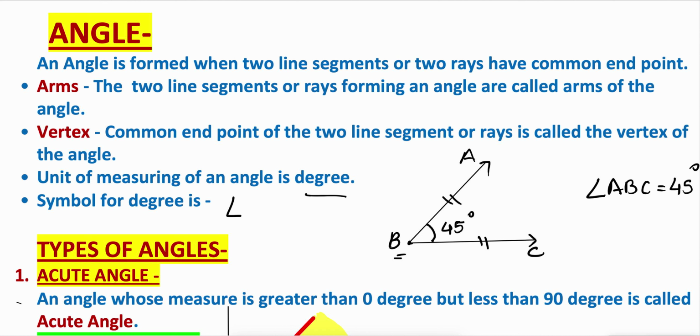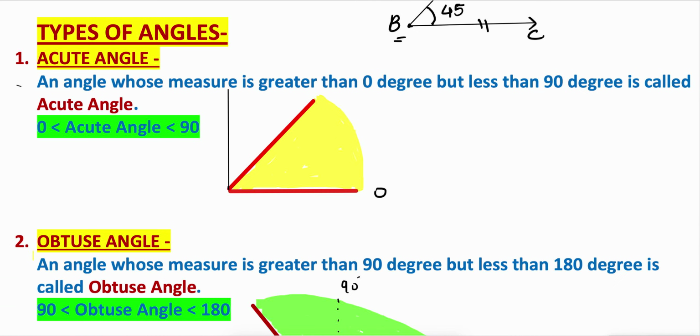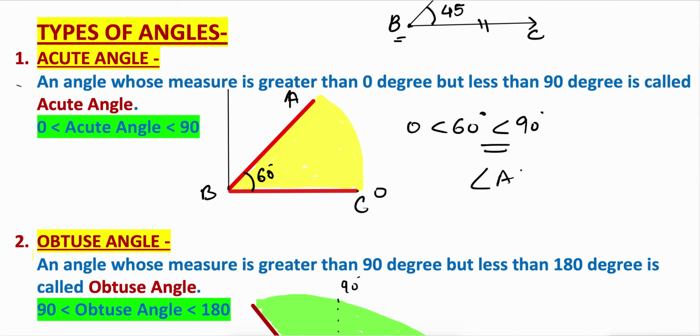Now let's see types of angles. First is the acute angle. An acute angle is an angle whose measure is greater than 0 degrees but less than 90 degrees. So suppose this is A, B and C, and if this angle is 60 degrees, so here the 60 is greater than 0 degrees but less than 90 degrees. So this angle ABC is an acute angle. So for an acute angle, the measure of the angle should be between 0 and 90 degrees.